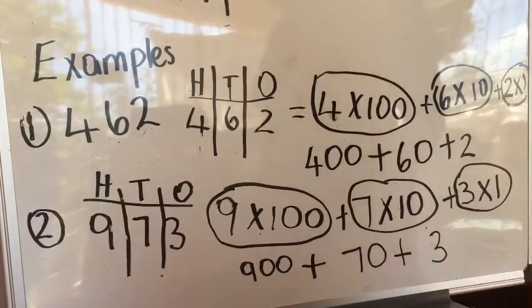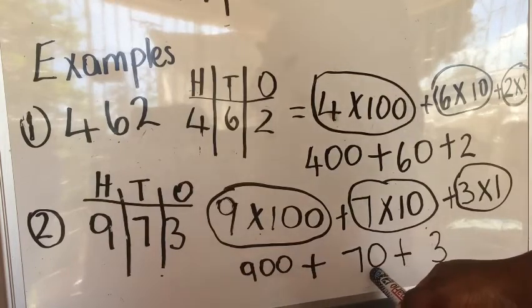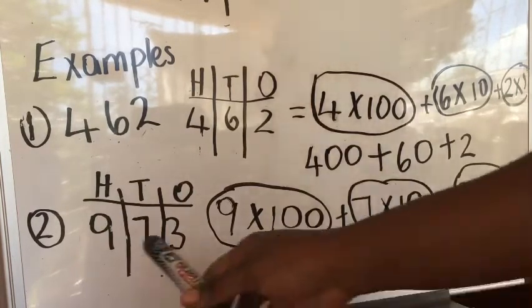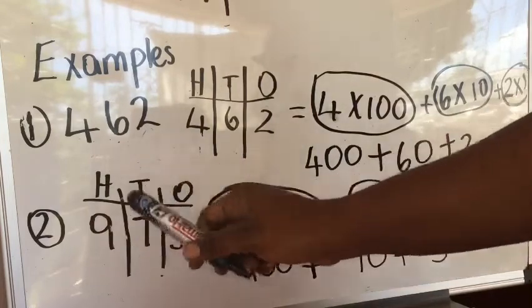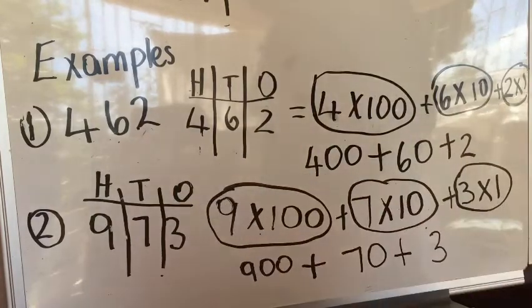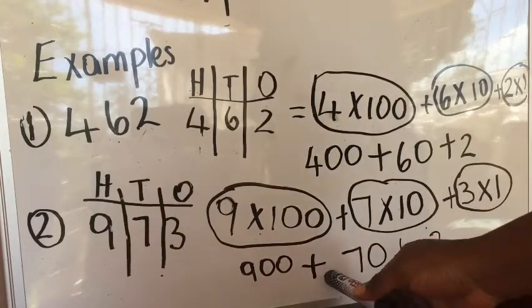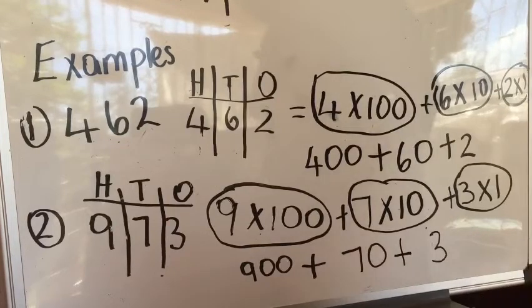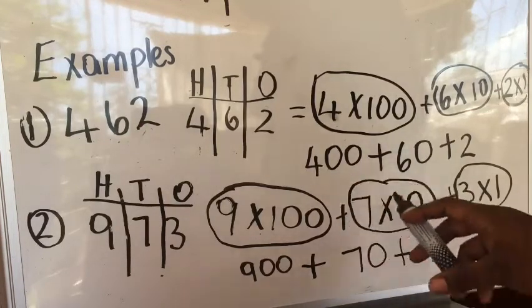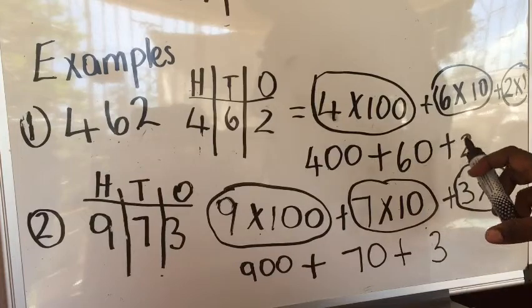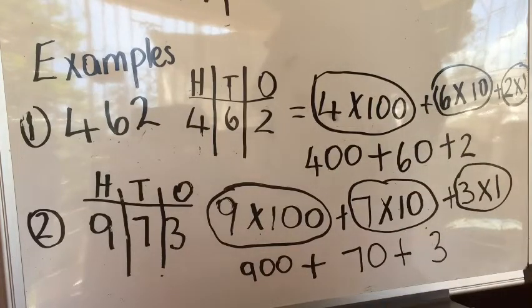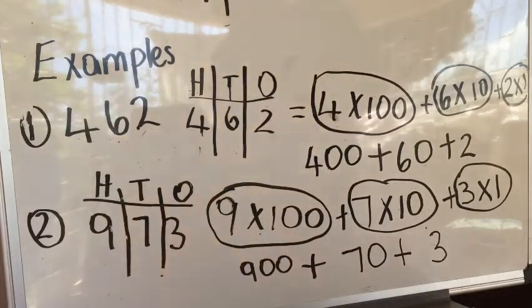So as you can see here, you have 9 hundreds, 7 tens, and 3 ones. 9 hundreds, 7 in the tens place, and 3 in the ones place. So when you expand it, it is going to look just like this. 900 plus 70 plus 3. And the first one looked like this. 400 plus 60 plus 2. Right? And that is how it looks when you expand it. So if you get this in your exam, you will know how to do it. Right? So please continue to watch this video so that you can learn more.